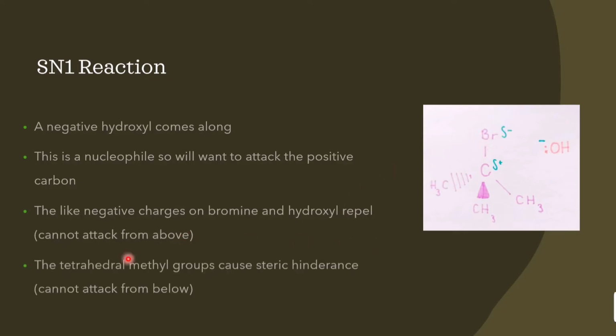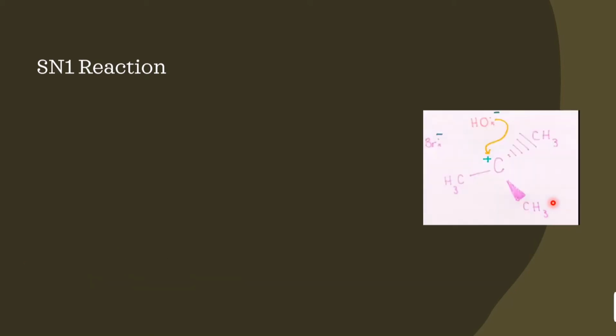But also, because of our tetrahedral methyl groups, these cause steric hindrance. So if our hydroxyl tries to attack from below, these molecules are in the way because they're large tetrahedral molecules in themselves. So this causes steric hindrance. This hydroxyl cannot get to the carbon. So this means that the hydroxyl cannot do anything. So it cannot react with this positive carbon like it wants to because it cannot get to the carbon through the negative charge of the bromine or through the steric hindrance of the methyl groups.